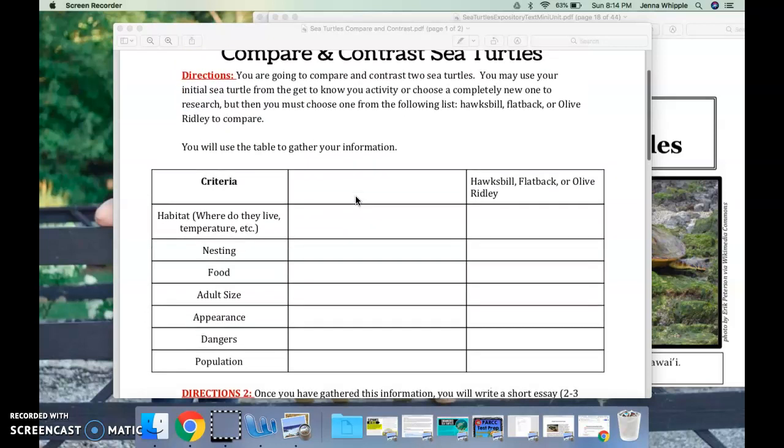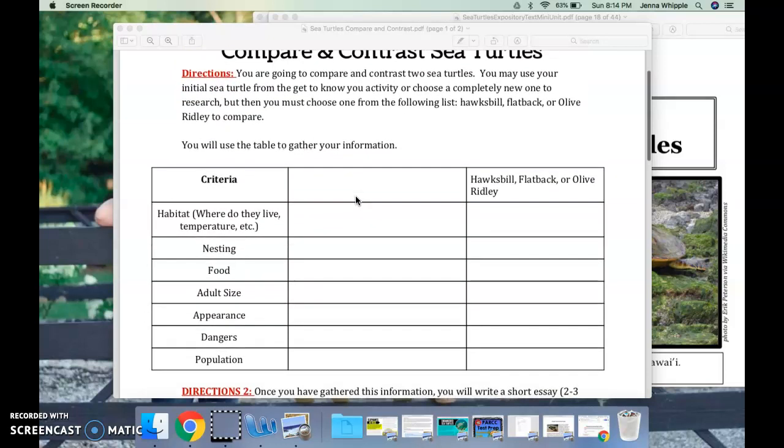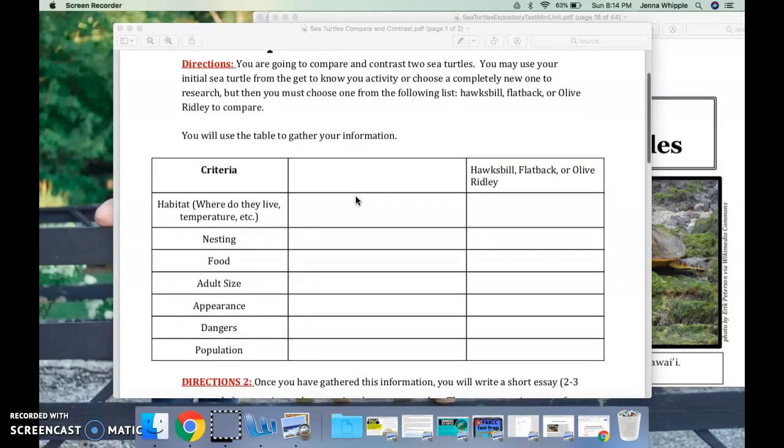So, if for the first sea turtle activity we did, you chose the green sea turtle to research, you have all of the information, so you just need to fill in the information here. I think you might need to look up nesting and population. I don't think those were on our initial Get to Know You sea turtles. So you would look that information up and add it here. You would put green sea turtles right here in this box.